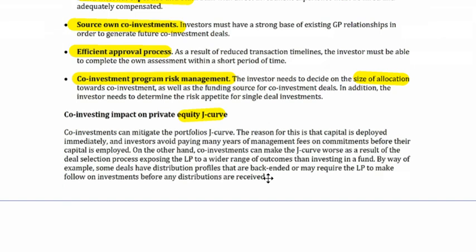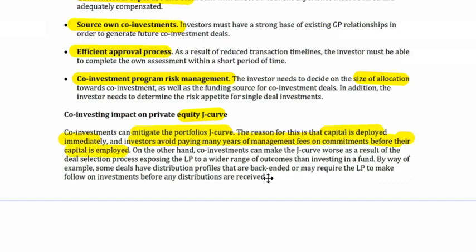We spoke about that earlier. It generally tends to mitigate the J curve. Why is that? Because capital is deployed immediately, okay, and investors avoid paying many years of management fees on their commitments before the capital is employed.